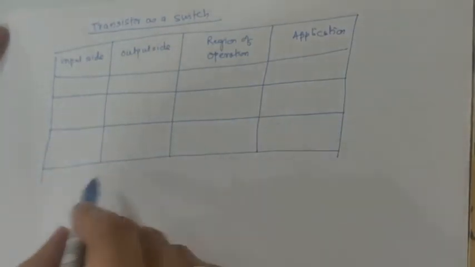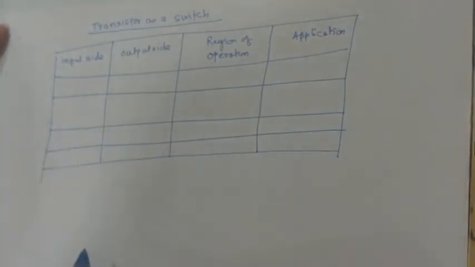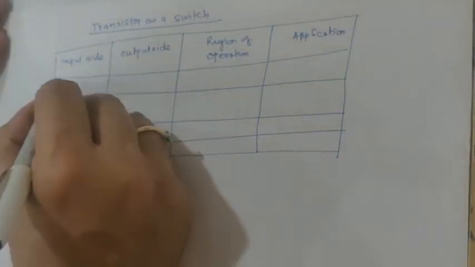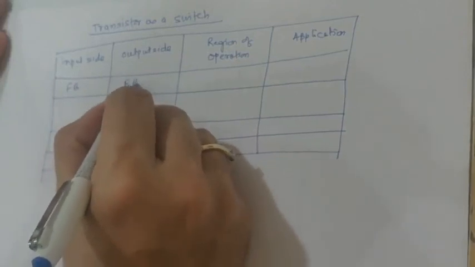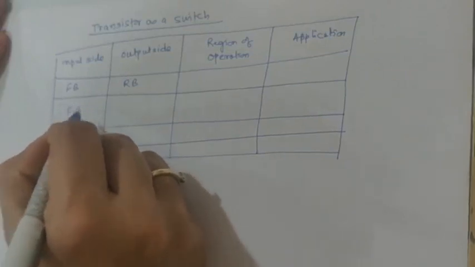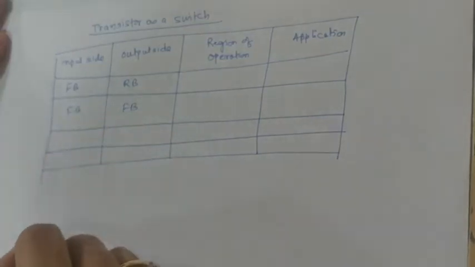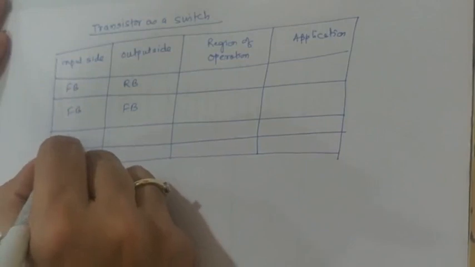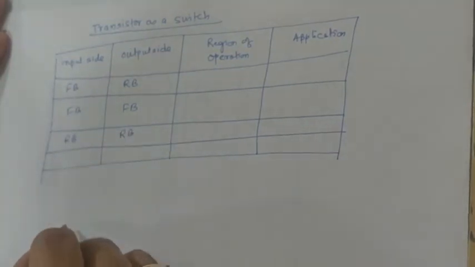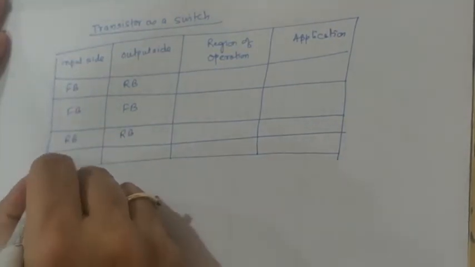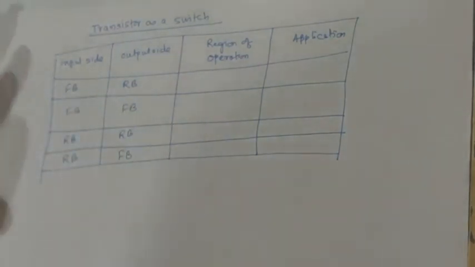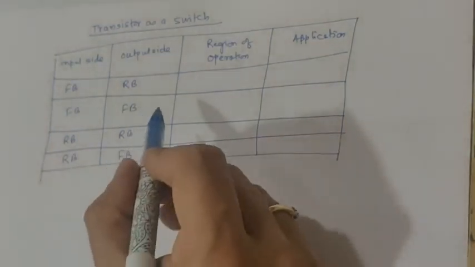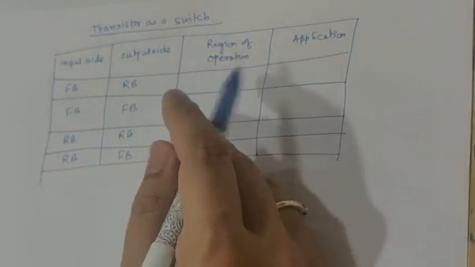I am considering four different conditions. Let us have input side forward bias and output side reverse bias. Second condition is input side forward bias and the output side also forward bias. Then input side reverse bias and output side reverse bias. And the last condition that remains is the input side reverse bias and the output side forward bias. Now see what will be the operation of this circuit in each particular region.